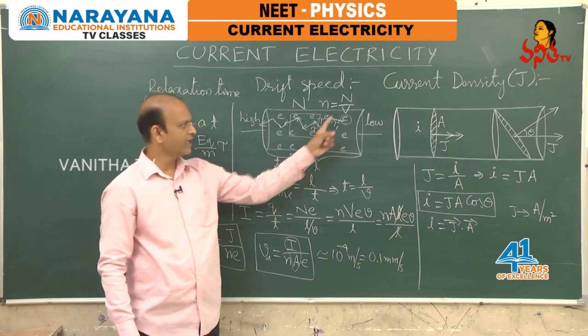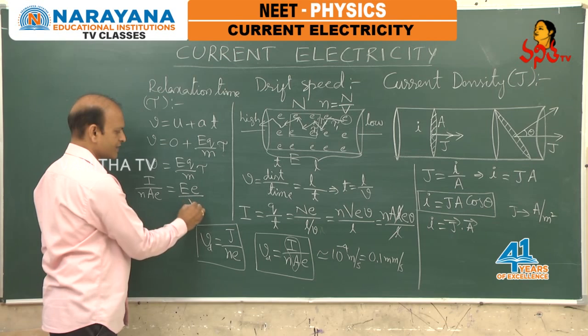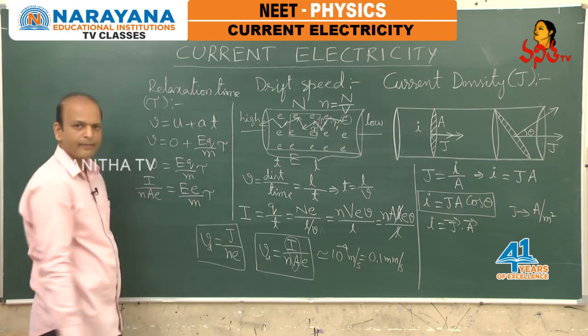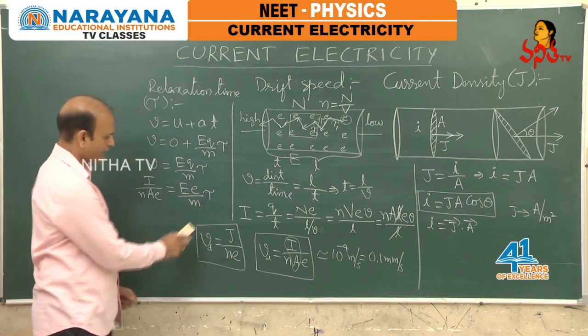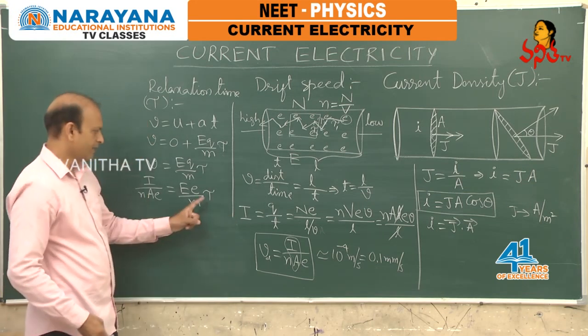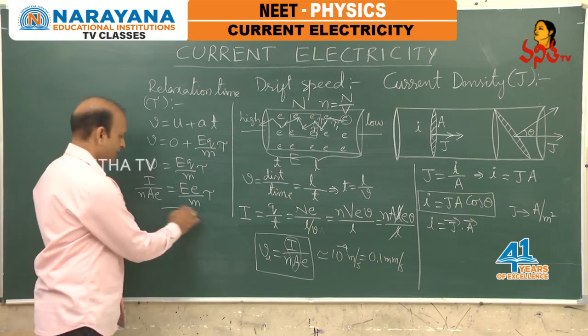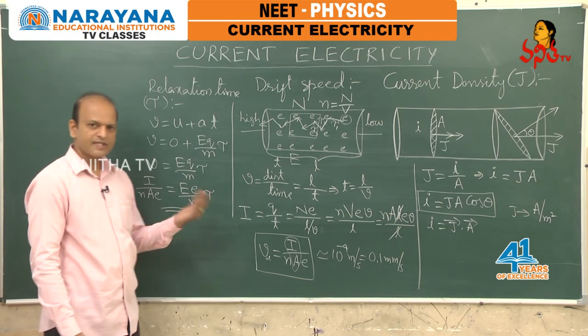Which charge is moving here? Electron. So, therefore, the charge is the electron charge. And here we can observe that τ represents the relaxation time. Okay. The same equation you can express in different ways.